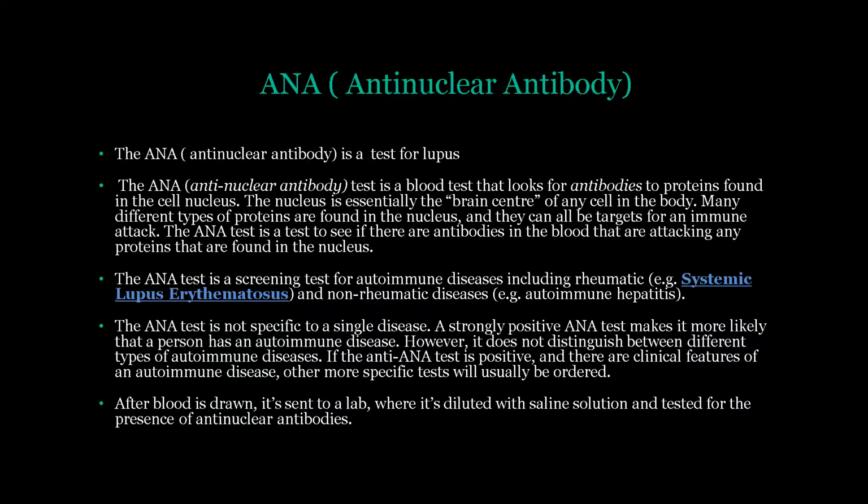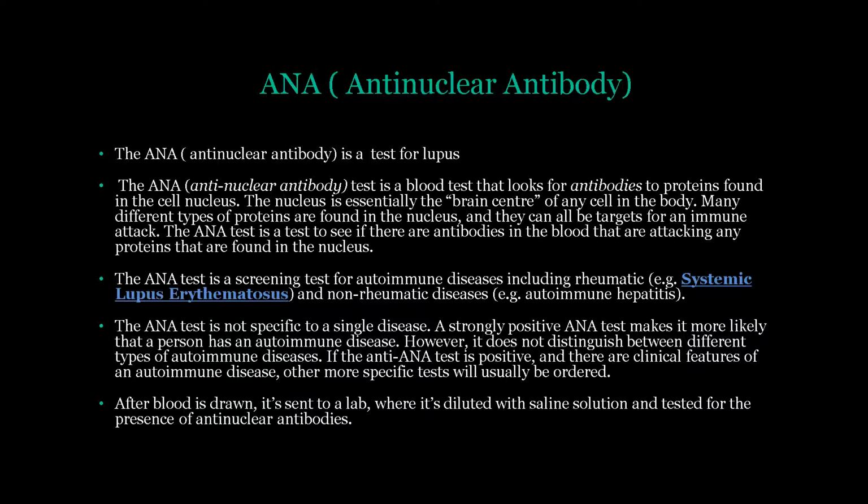The antinuclear antibody. This is a test for lupus. It's a blood test that looks for antibodies to proteins found in the cell nucleus. The nucleus is essentially the brain center of any cell. There are many different types of proteins found in the nucleus, and they can all be targets for an immune attack. The ANA test is a test to see if there are any antibodies in the blood that are attacking any of the proteins found in the nucleus.